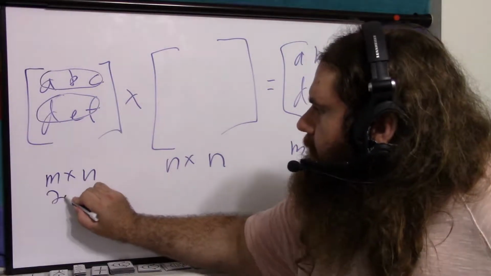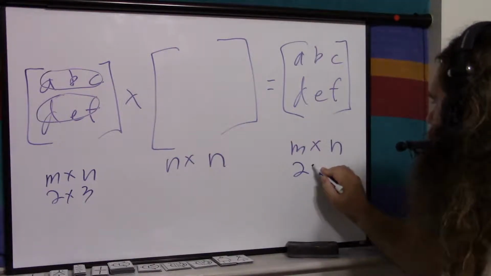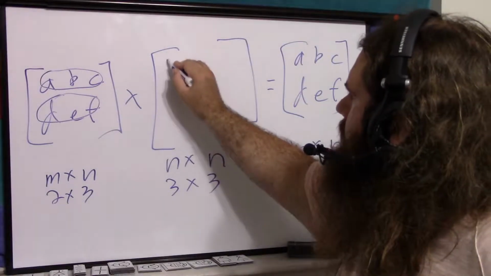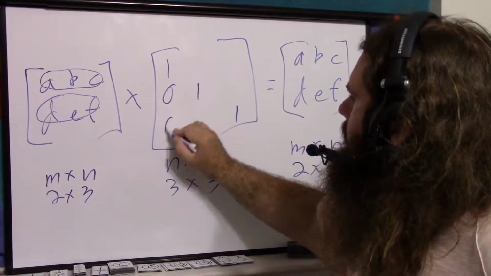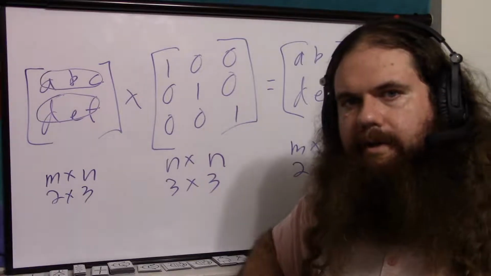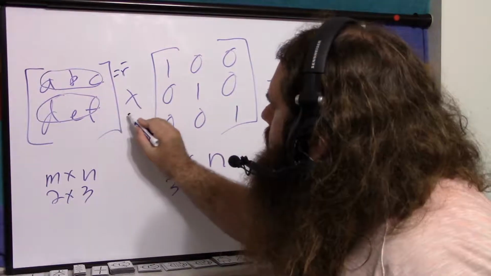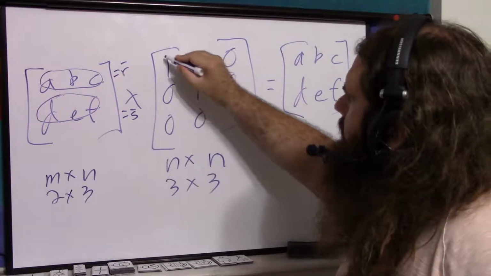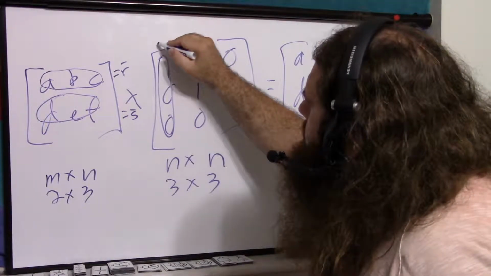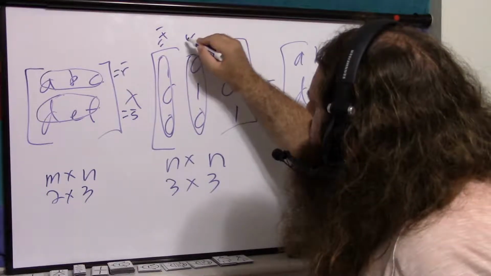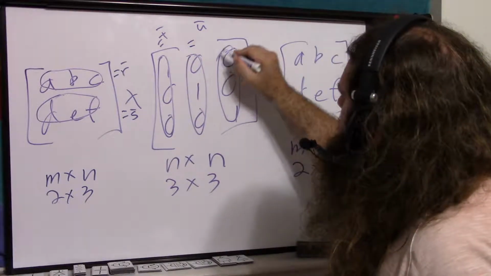So let me do something tricky. So this is 2 by 3. This will be 2 by 3. This will be 3 by 3. Let me put 1s diagonally and 0 everywhere else. What happens if we do that? Well, let's take row 1 here, and that's R. Row 2 here, that's S. Let's take column 1 and say that's T. Column 2 is U. Column 3 equals V.